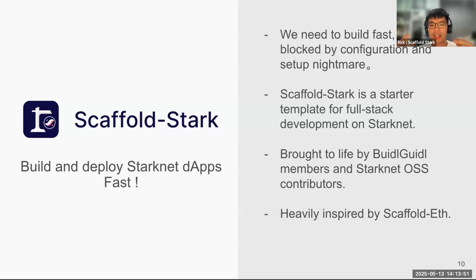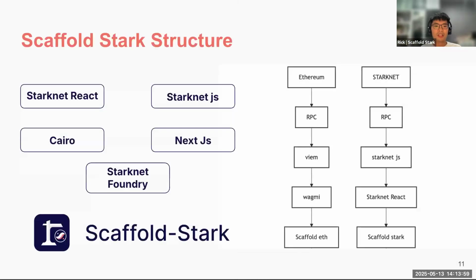It's also a framework that's heavily inspired by Scaffold-ETH. You will see a lot of similarities if you have ever used Scaffold-ETH before. So I'm going to deep dive a bit into the structure of Scaffold Stark. We have the client-facing libraries that I mentioned before, like Starknet React, Starknet JS, and also Next.js, which allows you to write React code and also server-side code. And for the smart contract development side, we have Starknet Foundry that will help you kickstart your Cairo development. So as you can see, we are providing a complete toolkit for you guys.